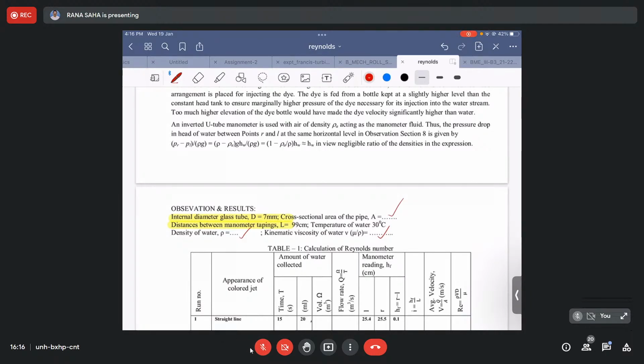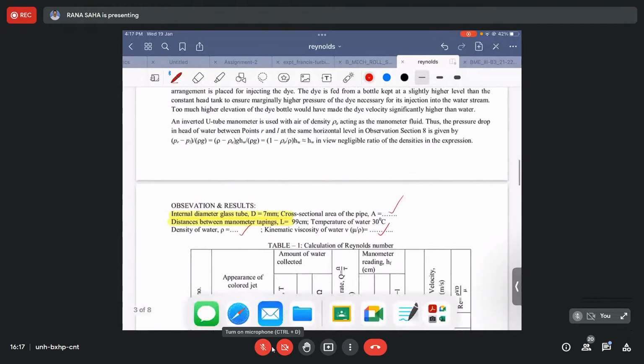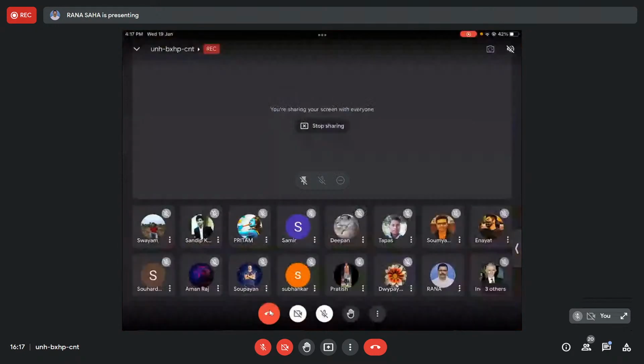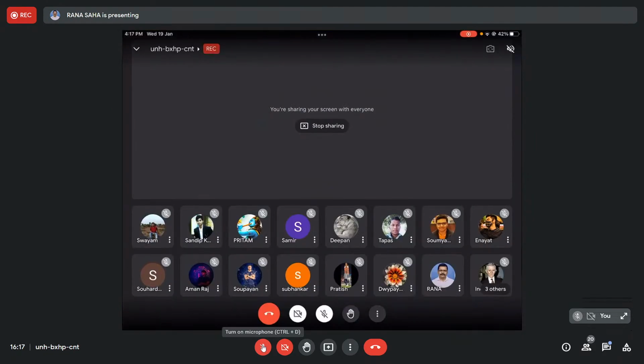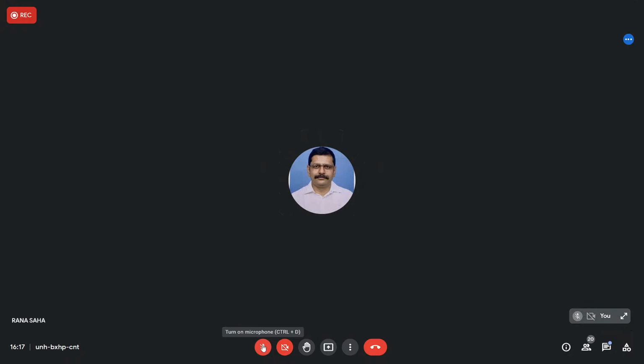No query. Okay, so that is about the first experiment. And let me stop the presentation. So you start doing this post-processing part. I will be posting this document, the Word document, and you start doing. Next day we will be having another experiment related to viscosity, the Stokes law, and then we move on to calibration. Okay.